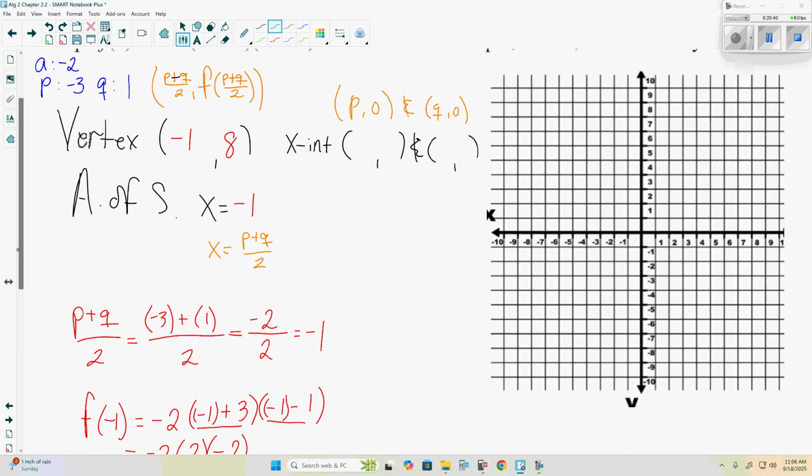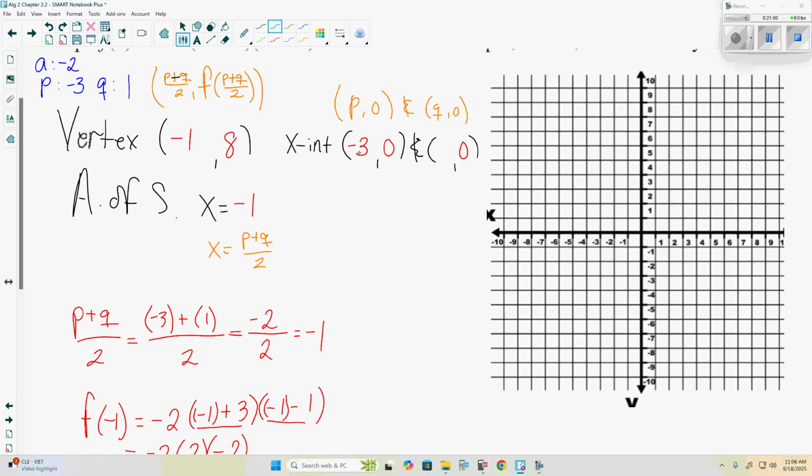Well, the y values are both 0, no matter what P and Q are. So that's what it means across the x-axis: the y value has to be 0, yes? What's our value of P? Negative 3. So one of the x-intercepts is the point (-3, 0).